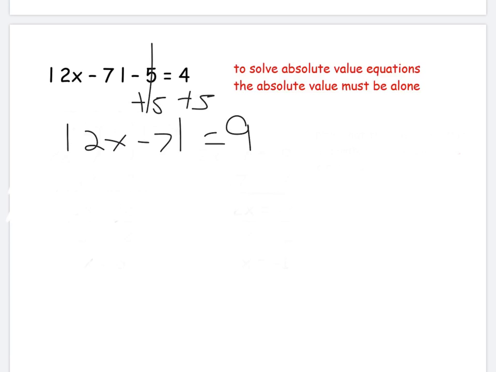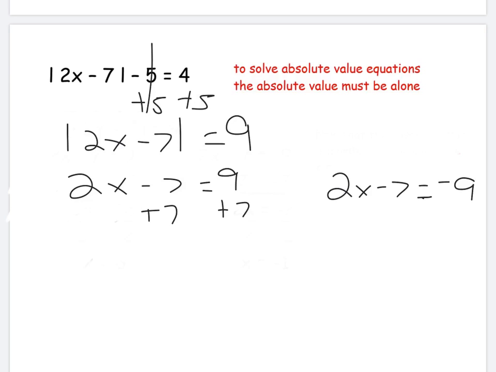So now I can create my 2 equations. So I have what's inside the absolute value symbol, 2x minus 7 and 2x minus 7. And then remember, that can either equal positive 9 or it can equal negative 9. Because the absolute value of 9 or negative 9 is equal to 9. So now I can go ahead and solve both of these equations. So the first thing I want to get rid of is the minus 7. So the opposite of minus 7 is plus 7. So I'm going to add 7 to both sides.